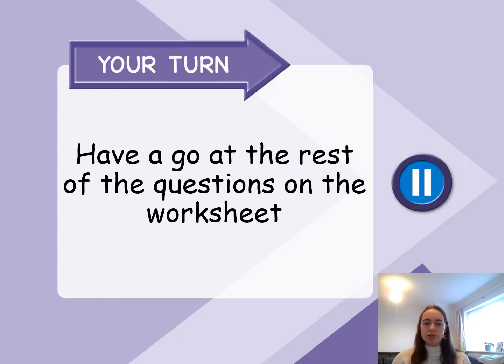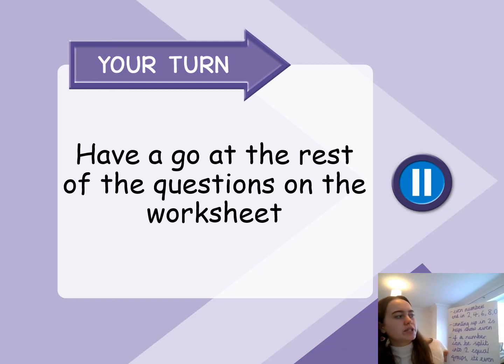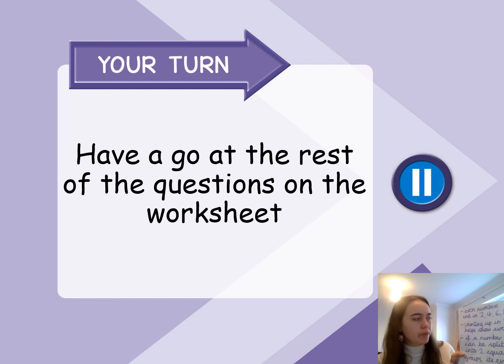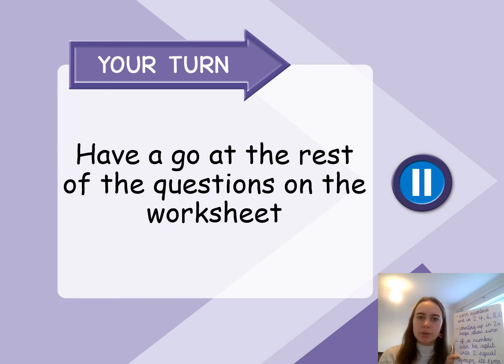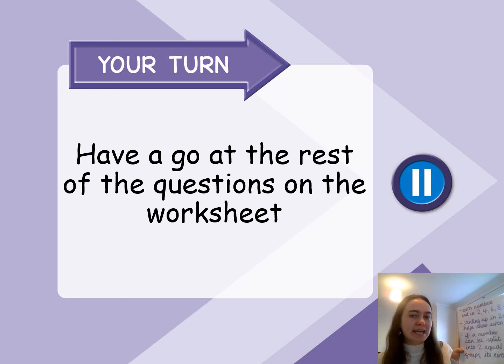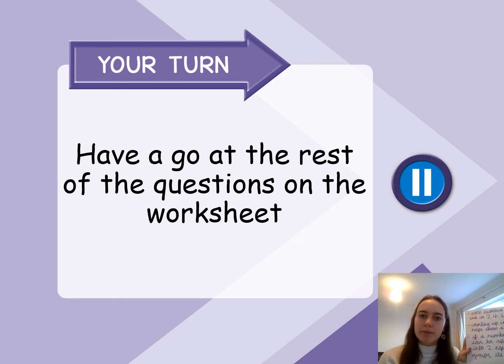So have a go at the rest of the questions on your worksheet, but just remember these things. Even numbers end in 2, 4, 6, 8 or 0. If you count up in 2s, that helps you show the even numbers. So if I did my 2 times tables, 2, 4, 6, 8, 10, 12, 14 and so on, those tell me even numbers. And if a number can be split into 2 equal groups, it's also even. If I have one left over, then it is an odd number.